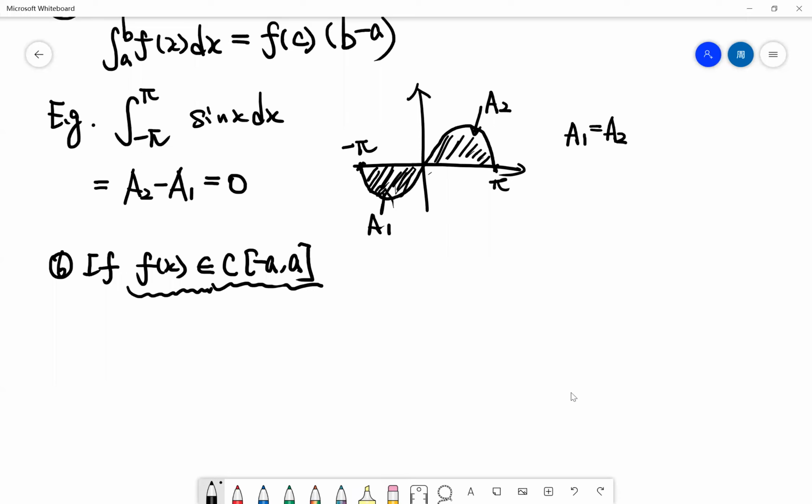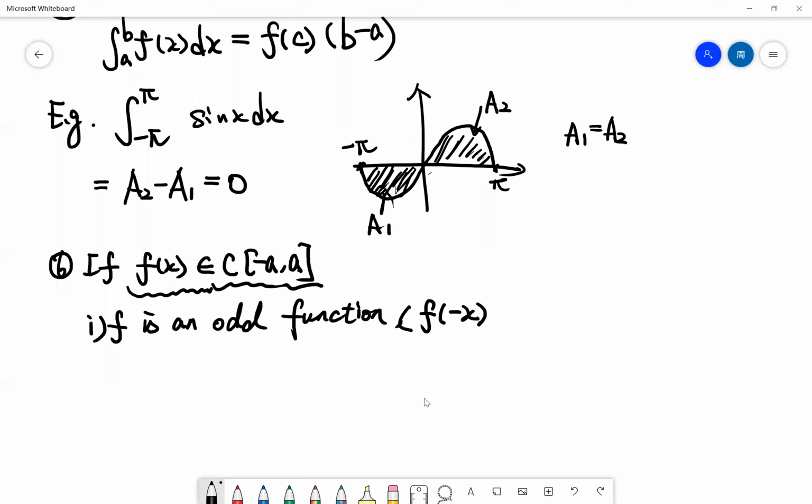And then we will consider two kinds of functions. The first: if f is an odd function. Anyone knows what an odd function is? That means f of minus x equals minus f of x.